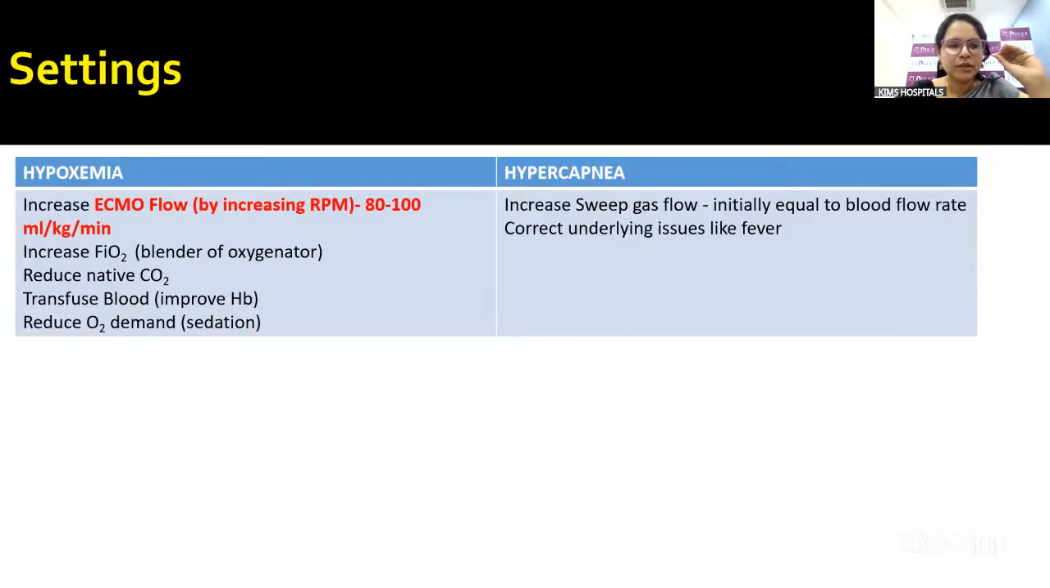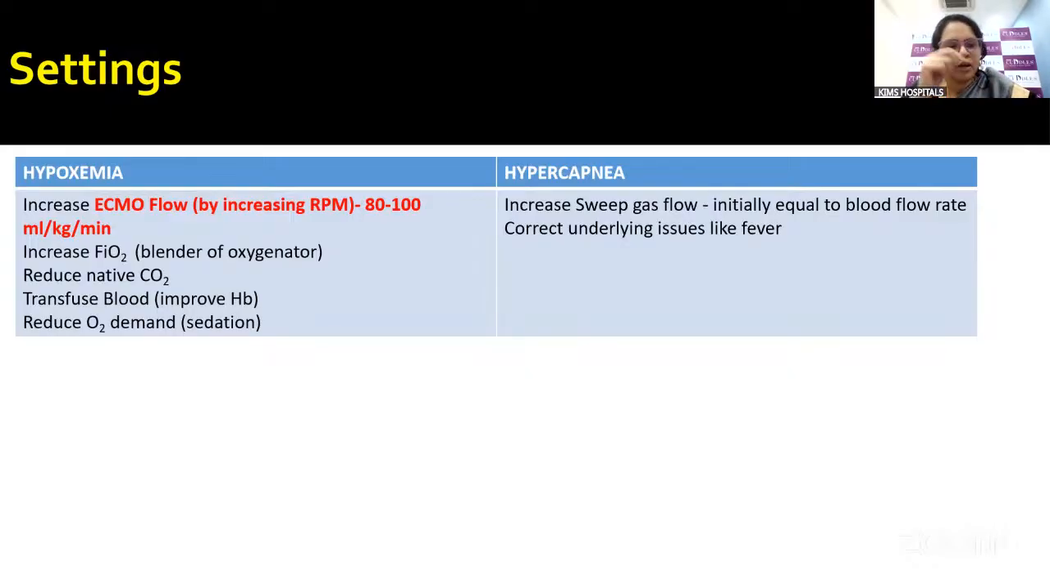We need to understand that what we can usually influence or alter in the ECMO circuit include the flow. The flow, of course, depends on the preload and the afterload, and it is changed by changing the rotations or revolutions per minute in the ECMO pump. And usually, we target a flow of around 100 ml per kg per minute. It is slightly higher in VV ECMO.